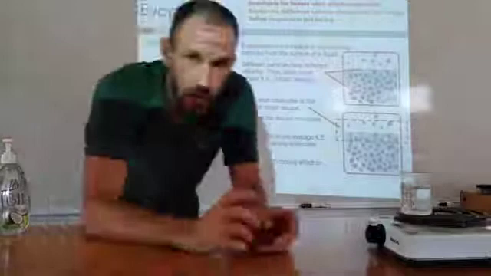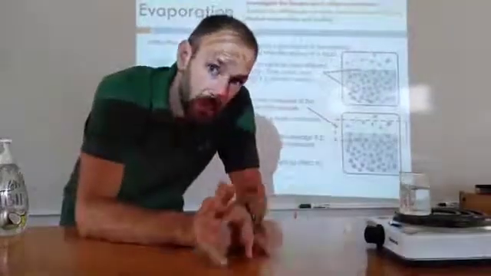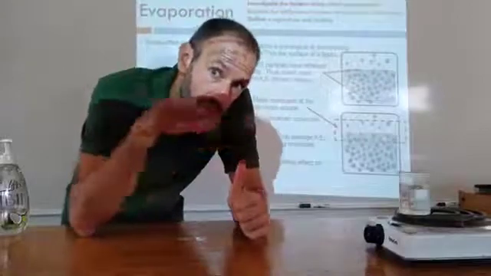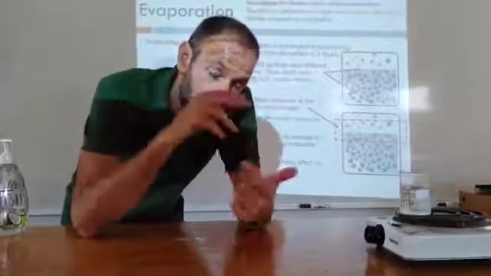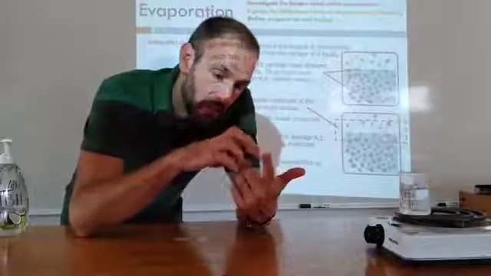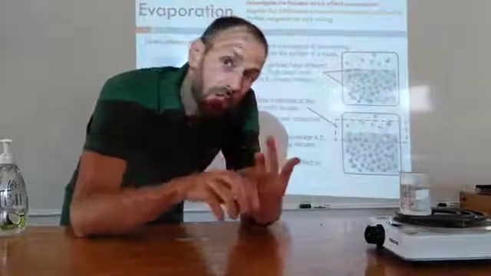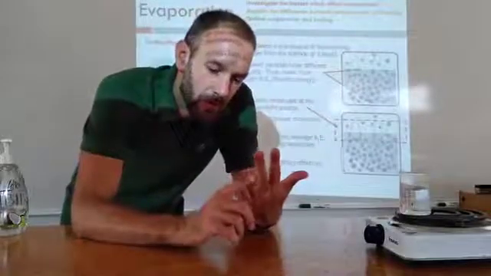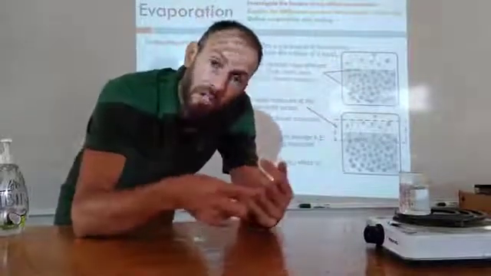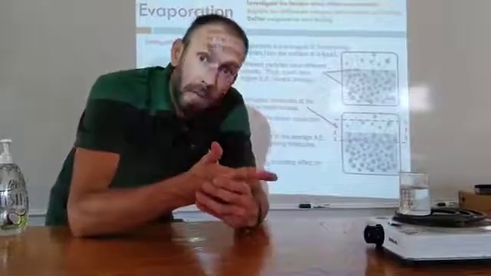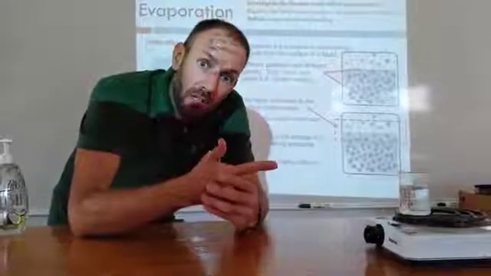Now I'm just going to touch on differences between evaporation and boiling. Evaporation only happens at the surface of the liquid. Evaporation is a natural process. Evaporation is slower. In evaporation, you don't have any bubbles. Evaporation can be increased by surface area, can be increased with temperature, and it can be increased with a wind or a draft.